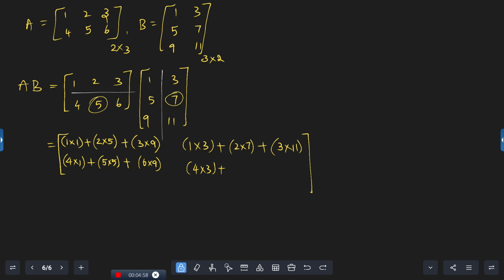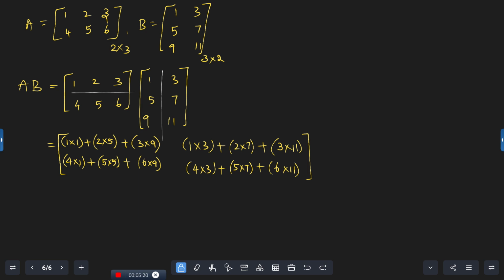Second element to second element means 5 sevens are 5 into 7. When I go to the last element again plus. So third element to third element, what is that? 6 into 11. That's it, Raja. Everything we have multiplied. So when you simplify this, you will be getting the answer.